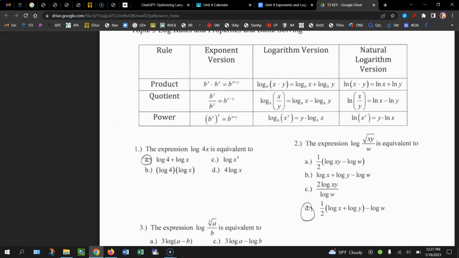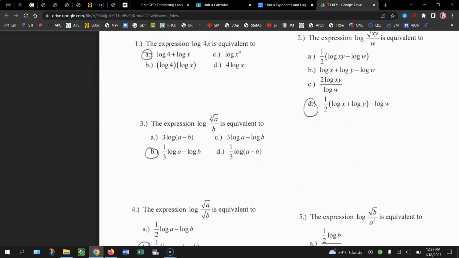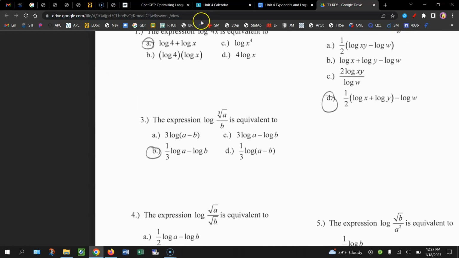So if we take a look at some answers here on the first page, number 3, you have a power of 1 divided by a root of 3, so that's 1/3. And then you see division, you do subtraction, minus log b. Each letter and number is going to need its own log term. So that's why it's not choice D here.